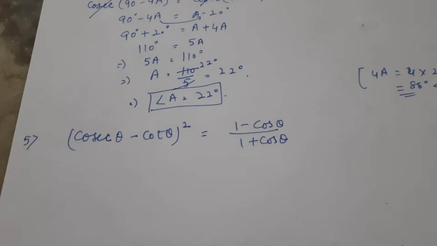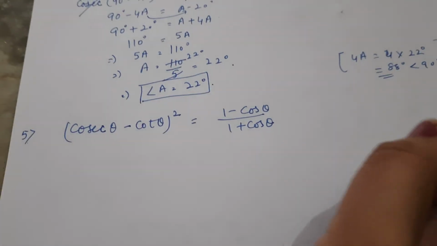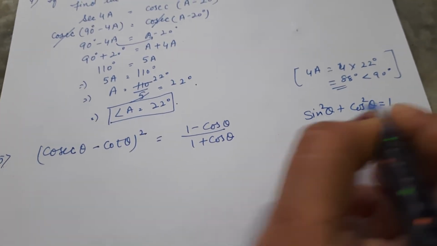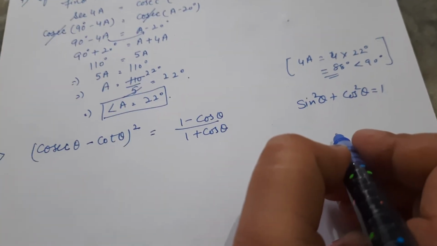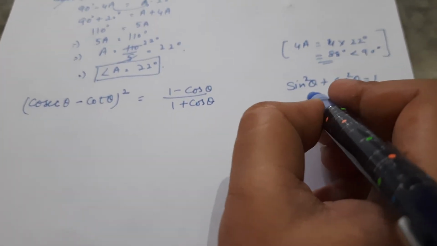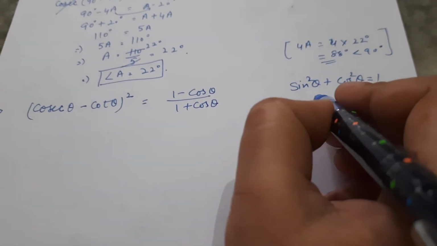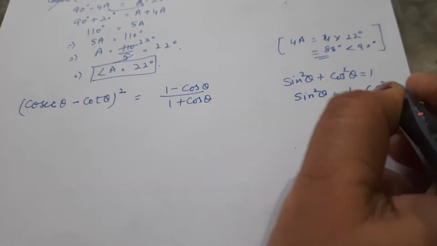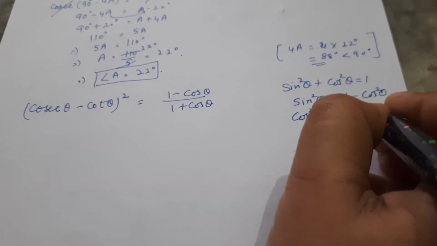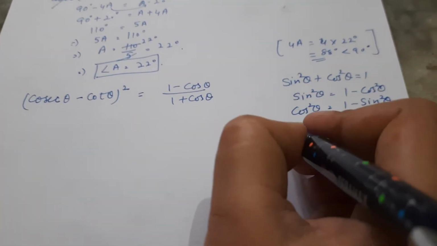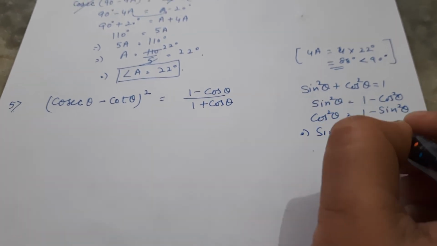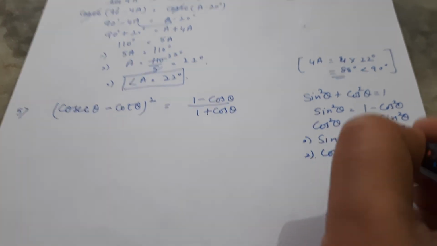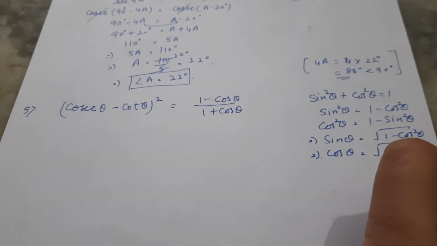Next we have problems based upon some identities, like as we know that sin square theta plus cos square theta is equal to 1. By rearranging them, we can find the value of sin square or cos square. So sin square theta is equal to 1 minus cos square theta, and cos square theta is equal to 1 minus sin square theta. In a similar way we can find sin theta, which is the root of 1 minus cos square theta, and cos theta is equal to under root 1 minus sin square theta.